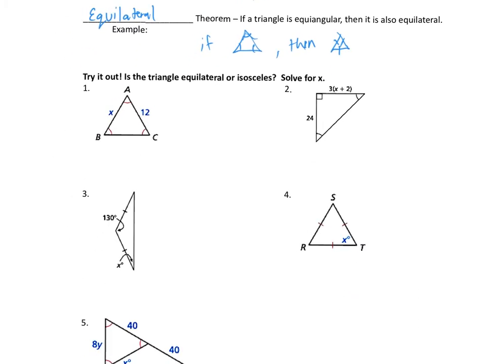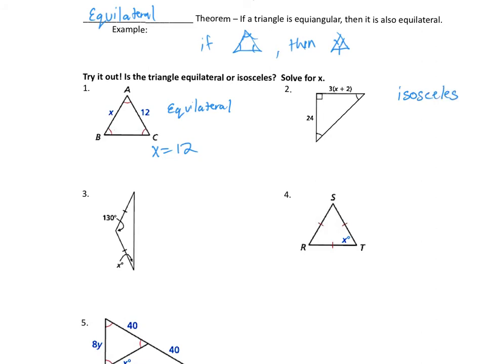Let's try this out. We want to see if the triangle is equilateral or isosceles, and solve for x. Here I notice all the angles are congruent. We're dealing with an equilateral, and an equilateral means all the sides have to be the same. So x has to be 12 because they all have to be 12. Number 2: only 2 of the angles are congruent. We're dealing with an isosceles.